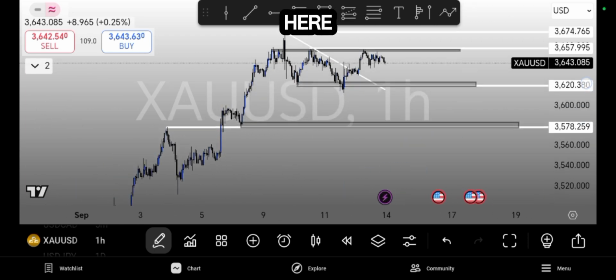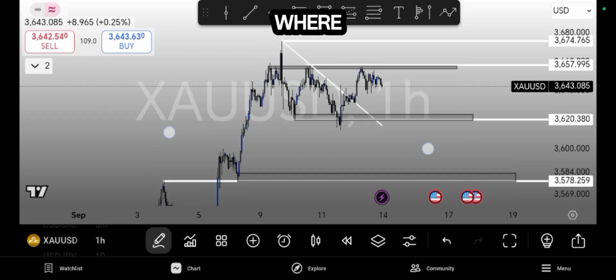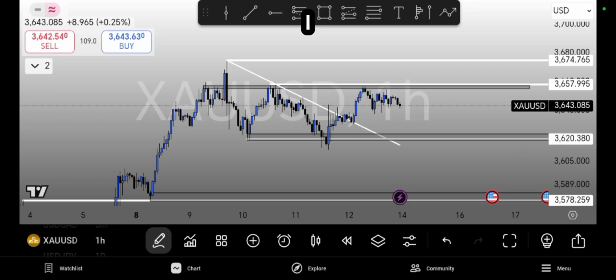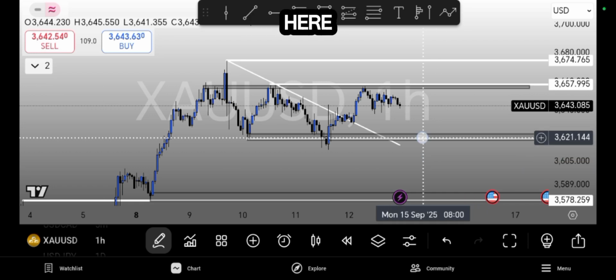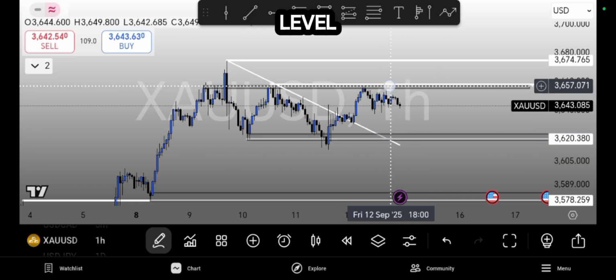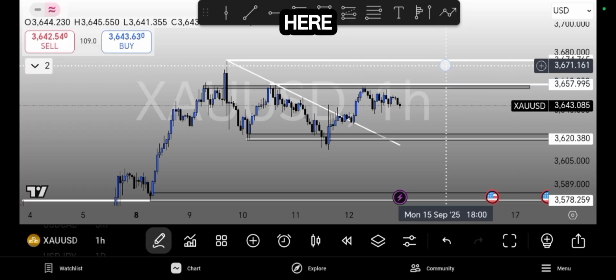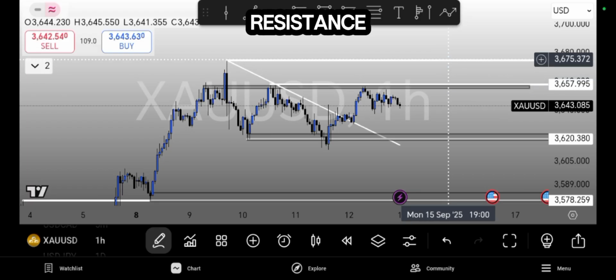So right here, this is what I'll be looking at for this coming week, or this is how I personally analyze gold. It's similar to how I analyze currency pairs. The only difference is that I don't use a daily time frame. I only use the 1 hour time frame to analyze. As you can see, at this particular level over here, we have our support, and at this particular level over here, we have our resistance, which is where the market is at right now. And here again, we have our resistance again.